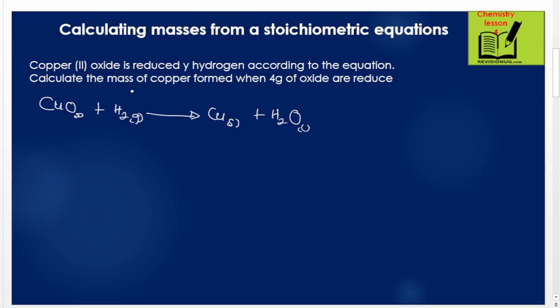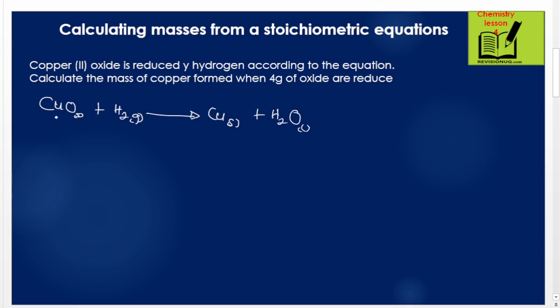Let us now look at this equation, whether it is balancing. Copper 1 atom, oxygen 1 atom, hydrogen 2 atoms. All right, the equation is fully balanced. Then we go for RFM. Now what are we going to compare? Calculate the mass of copper formed. So we are comparing the copper 2 oxide and the copper formed.